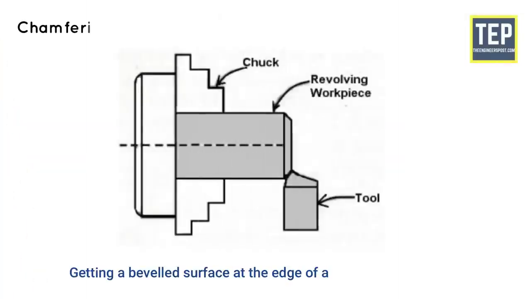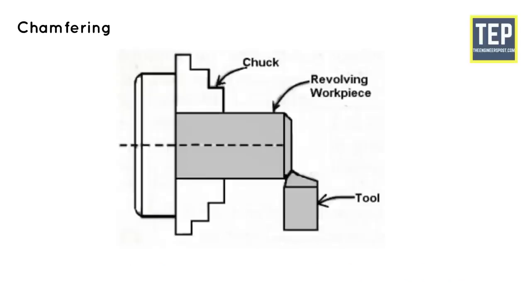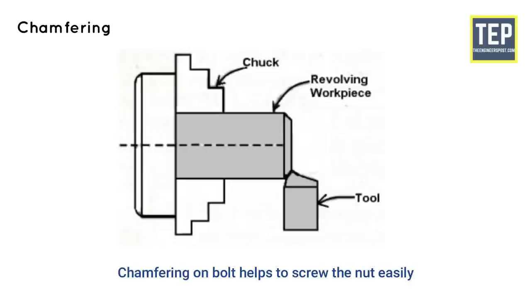Chamfering. Chamfering is the operation of getting a beveled surface at the edge of a cylindrical workpiece. This operation is done in the case of bolt ends and shaft ends. Chamfering helps to avoid damage to the sharp edges and protects the operator from getting hurt during other operations. Chamfering on a bolt helps to screw the nut on easily.